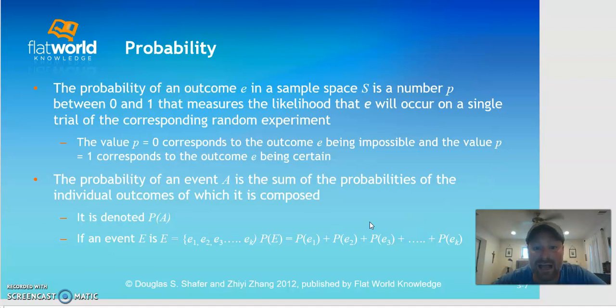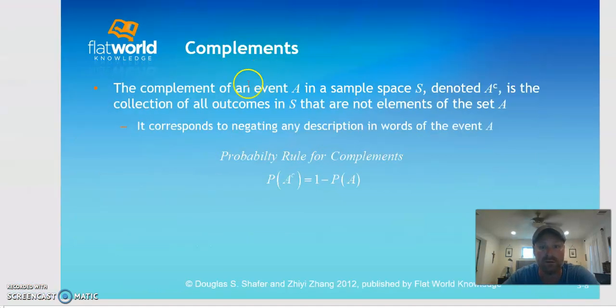The probability of event A is the sum of the probabilities of the individual outcomes of which it is composed. So the sum of the probabilities here, we would add them together. Probability of E equals probability of E sub 1, E sub 2, E sub 3. Those are all the different events that could occur. Okay? There we go.